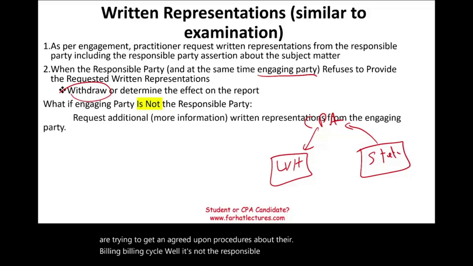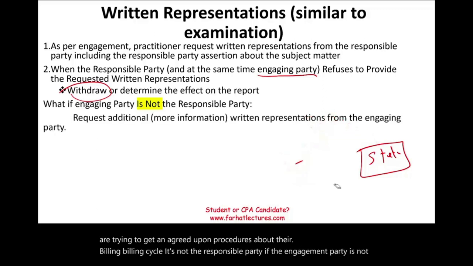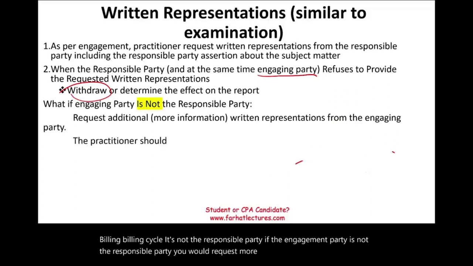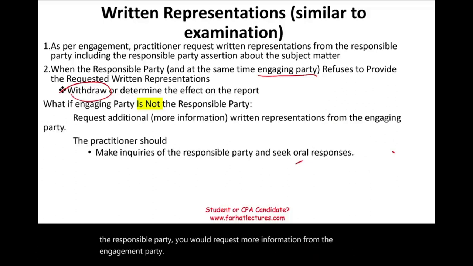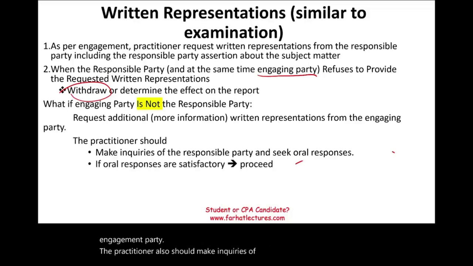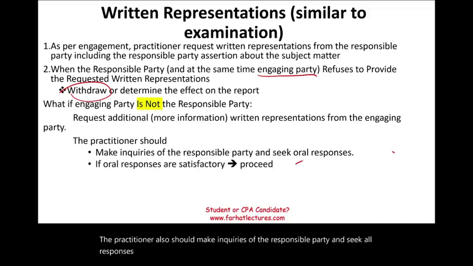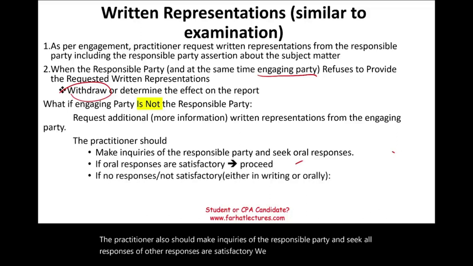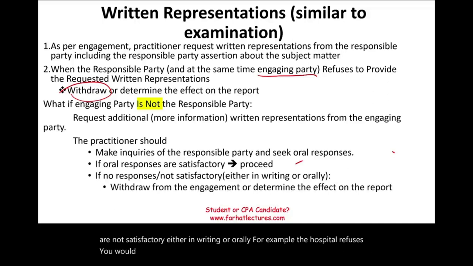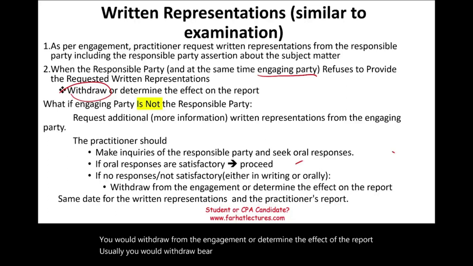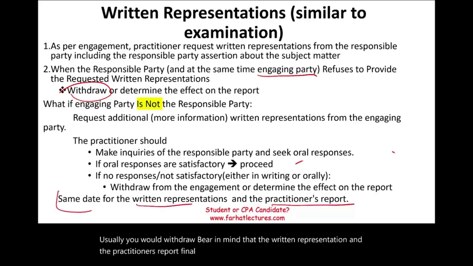If the engagement party is not the responsible party, you would request more information from the engagement party. The practitioner also should make inquiries of the responsible party and seek oral responses. If oral responses are satisfactory, we will proceed. If oral responses are not satisfactory, either in writing or orally, for example, the hospital refuses, you would withdraw from the engagement or determine the effect of the report. Usually you would withdraw. Bear in mind that the written representation and the practitioner's final report should have the same date, just like with the review, just like with the examination.